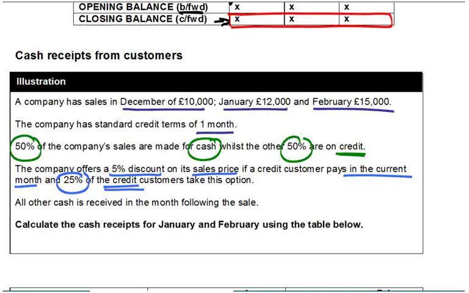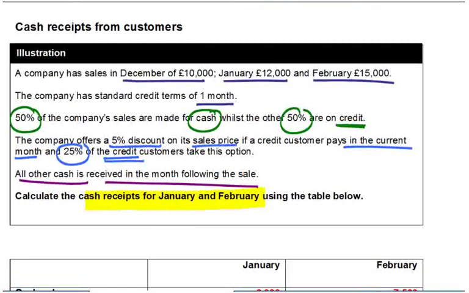All other cash is received in the month following the sale. So even though they've got credit terms of a month, most people end up paying after that 1 month is up. What do they want us to do? Well, they want us to calculate the cash receipts for January and for February. So let's have a look.